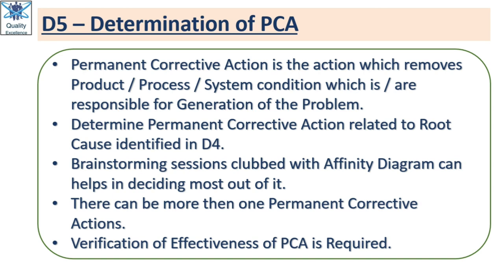So whatever root cause or root causes are identified, we should determine permanent corrective action for each root cause identified. Then brainstorming sessions clubbed with affinity diagram can help in deciding the best among them. So brainstorming as well as affinity diagram will help in this stage. There can be more than one permanent corrective action. This we should not forget. And verification of effectiveness of PCA is also required. So this is the D5 stage.